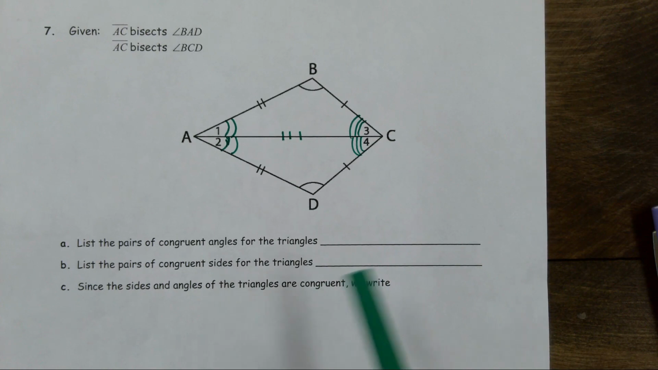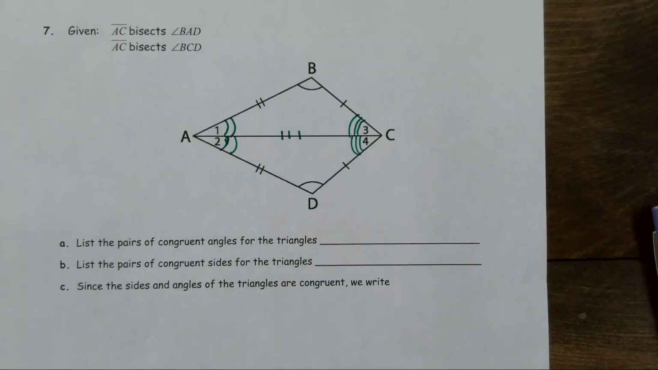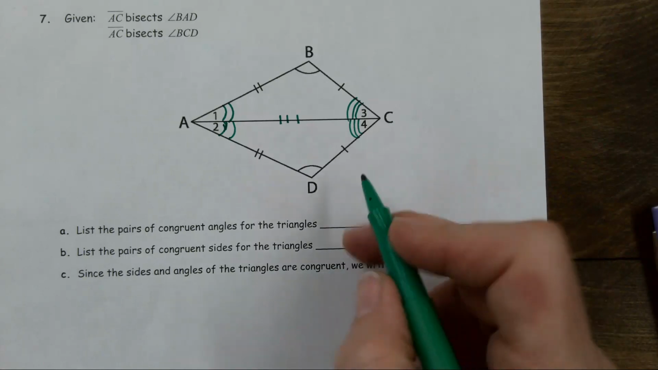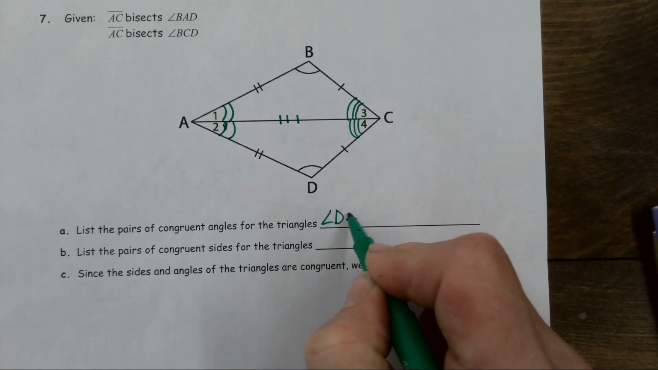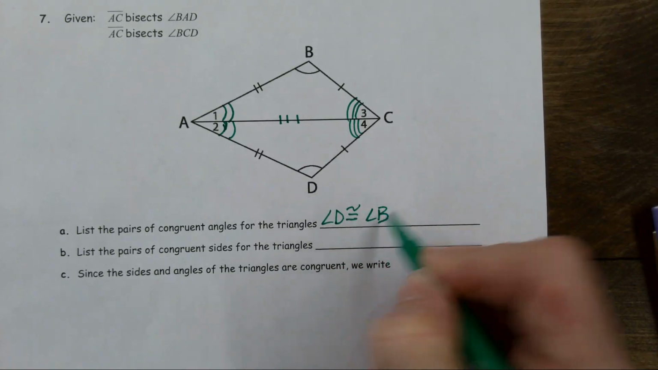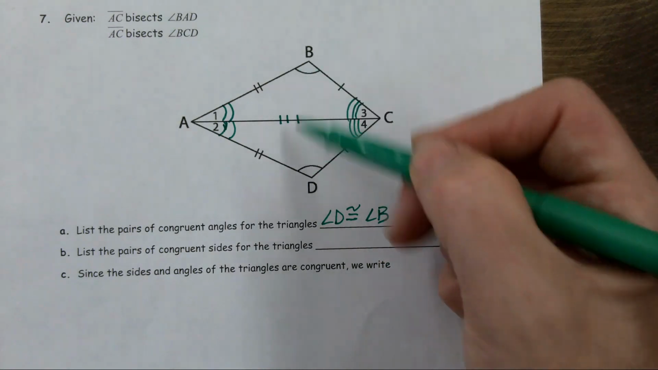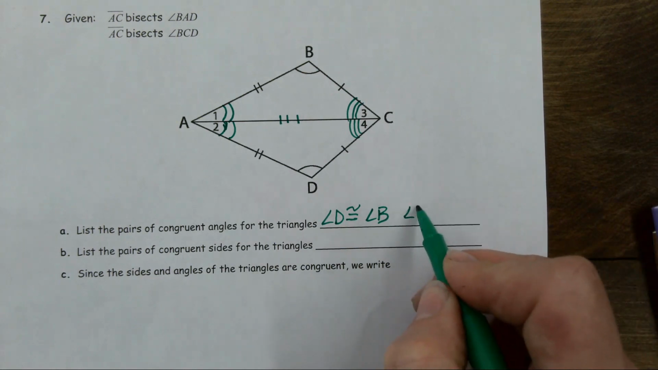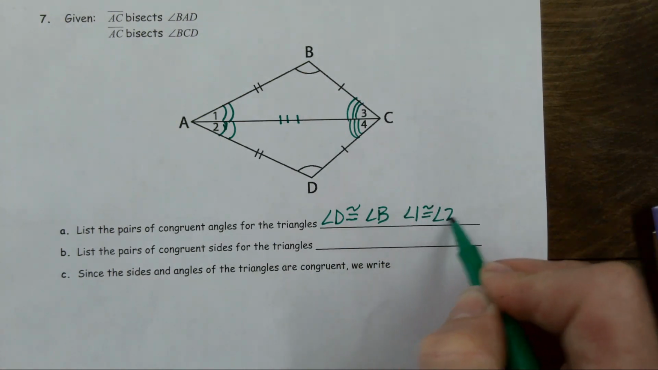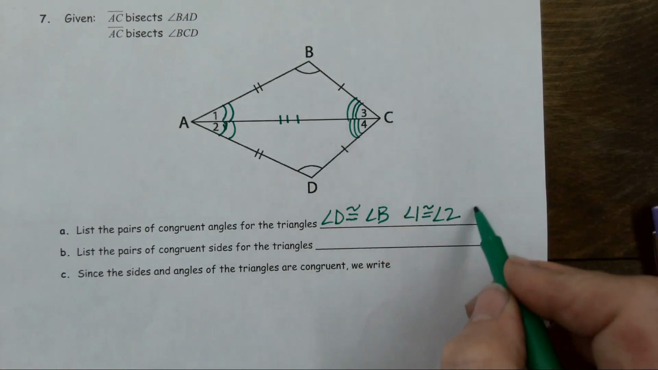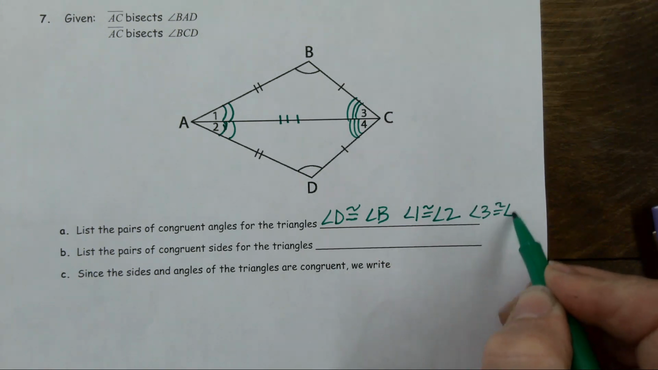So now that I have that all filled out, I can start to make my congruent pairs. And so I would say angle D is congruent to angle B. I only started with those because those were the ones that had one swoop mark. And angle 1 is congruent to angle 2. And angle 3 is congruent to angle 4.